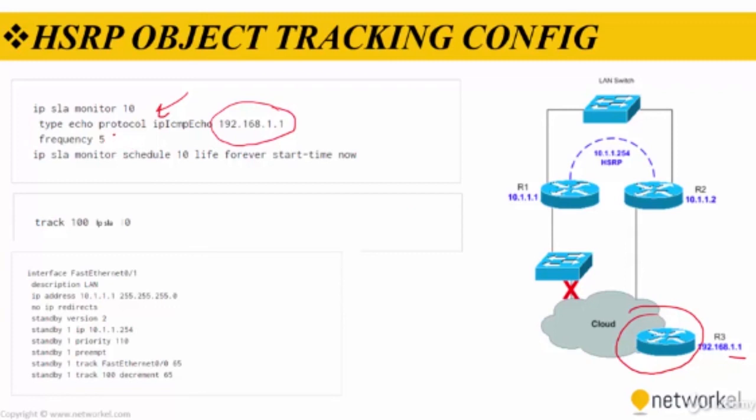Then I'm defining a frequency, which means that I'm gonna ping here every 5 seconds. Then I'm defining the start and the finish time of the IP SLA. Then I'm tracking this IP SLA, and whenever there's a problem, I'm gonna decrement the priority value and the other router will switch as active.